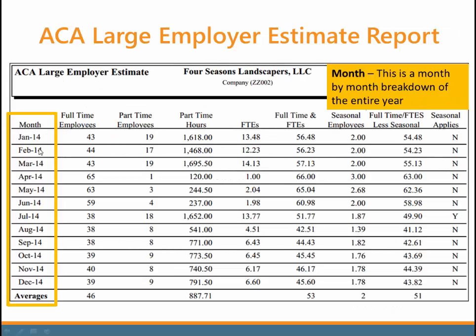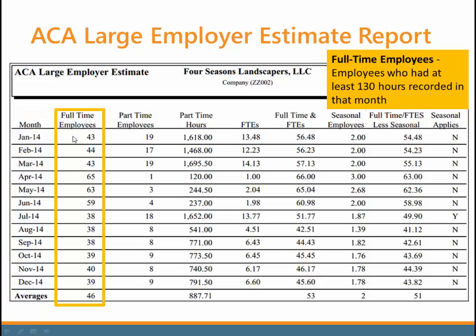The first column is a month-by-month breakdown of the entire year. If you happen to run this payroll mid-year, you will see that only the months that have processed will be showing. The payrolls within each month are listed by ending date, not by check date. Also important to note, if you're a bi-weekly employer, for those 2 months where you will have 3 payrolls within the year, the numbers will look overstated. However, your large employer status is based on an average for the entire year, so it will average out in the end. The next column is the full-time employees.